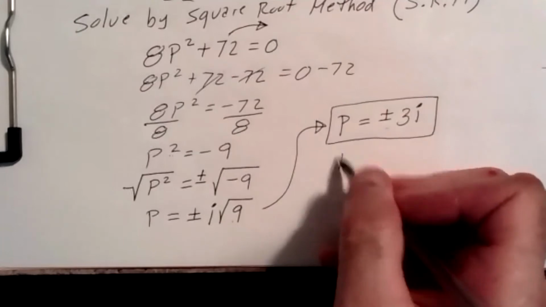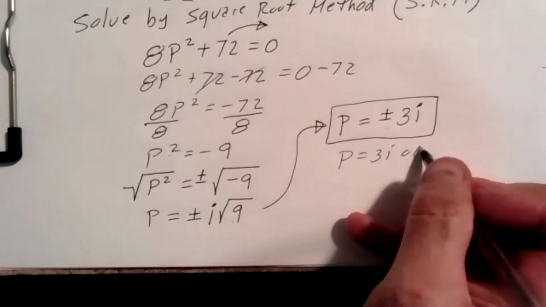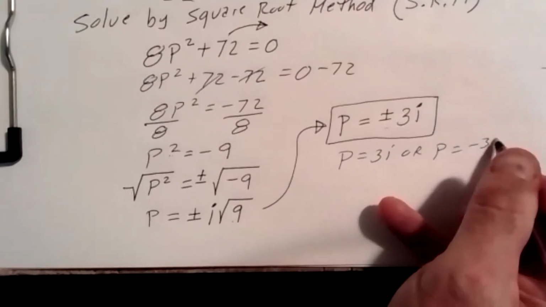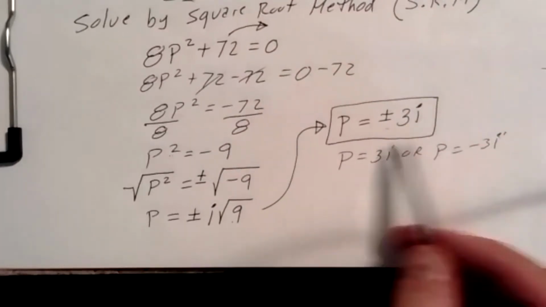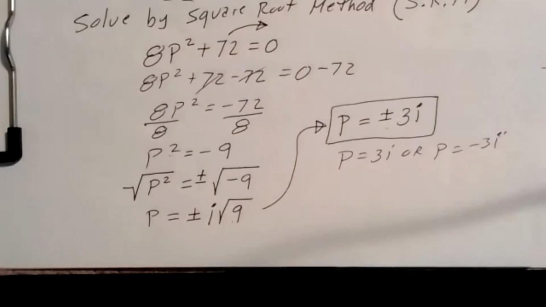This is a compact way of saying p is equal to 3i or p is equal to what? Negative 3i. This is a compact way of saying positive or negative 3i. All right. So that quadratic equation has two complex conjugate solutions.